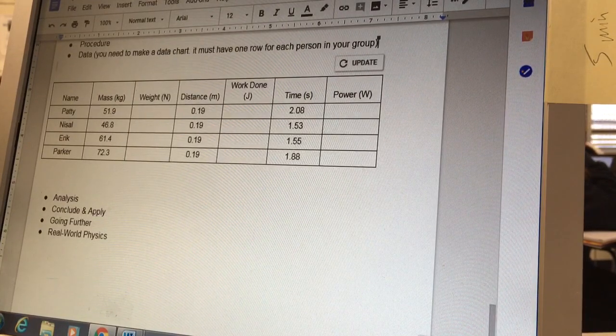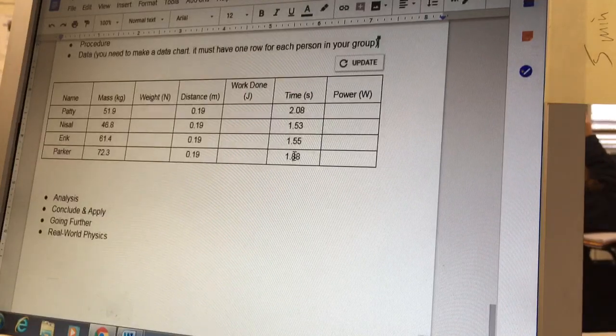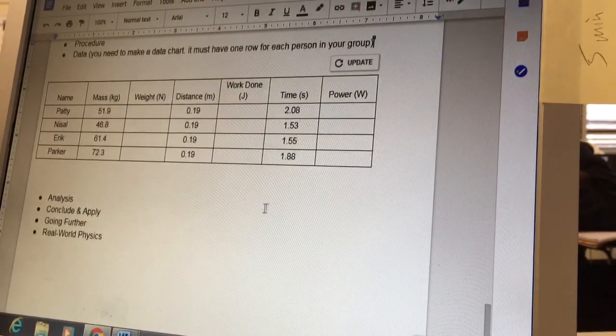Okay. So you should have something like this. Something like your masses entered into the data table, the distance that you went, and then the time that it took to go that distance. This is actually an old one. This is from one of my previous classes, and so these are the names of some of my previous students. You have to figure out the weight.